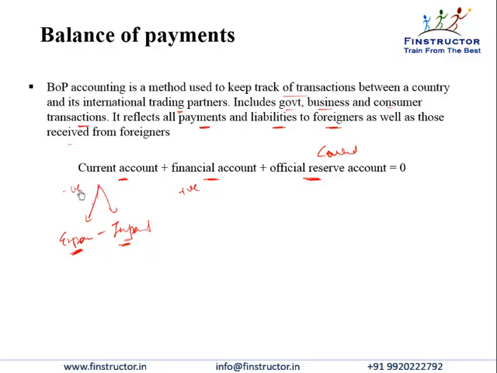Generally, if the current account is negative, the financial account must be positive, that is, we must receive debt and equity, and vice versa. If the current account is positive, that means we are exporting more. That means we are receiving foreign currency. We can have a financial account that is negative, that is, we can lend to other countries, we can invest in other countries and expect a return.